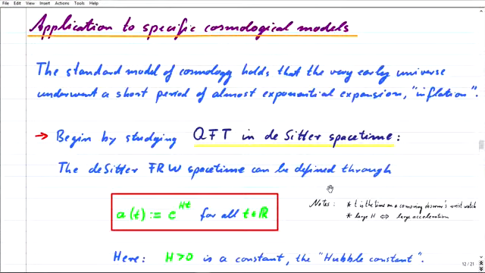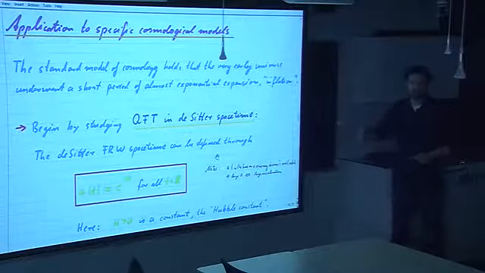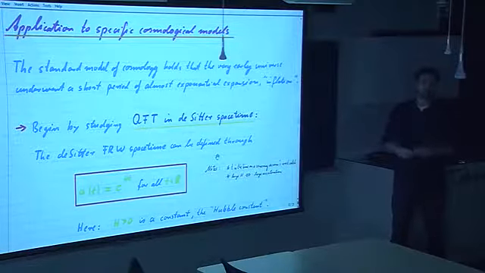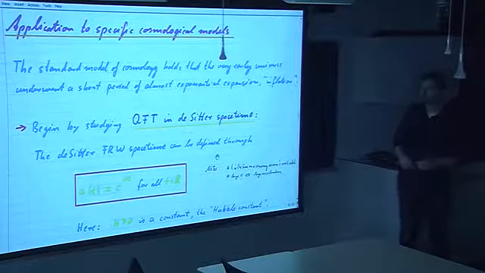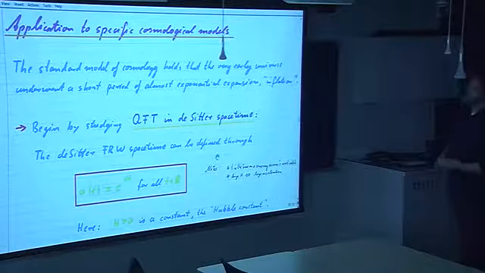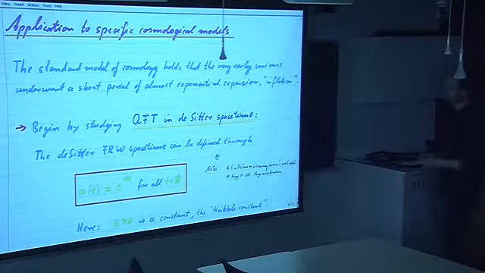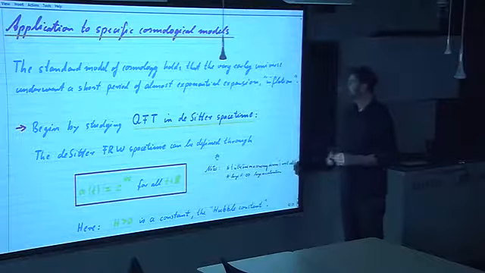So much about the general framework. We are now getting closer to phenomenology, to doing the actual cosmology. So let's apply all of this to specific cosmological models. And we start out with de Sitter space-time.